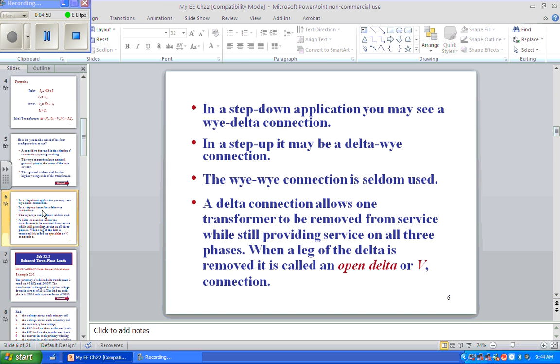Also, we have open delta systems. Utilities generally speaking, only have an open delta system when they have a transformer blow up, and it will still supply a great deal of the power that it was supplying before without failing.